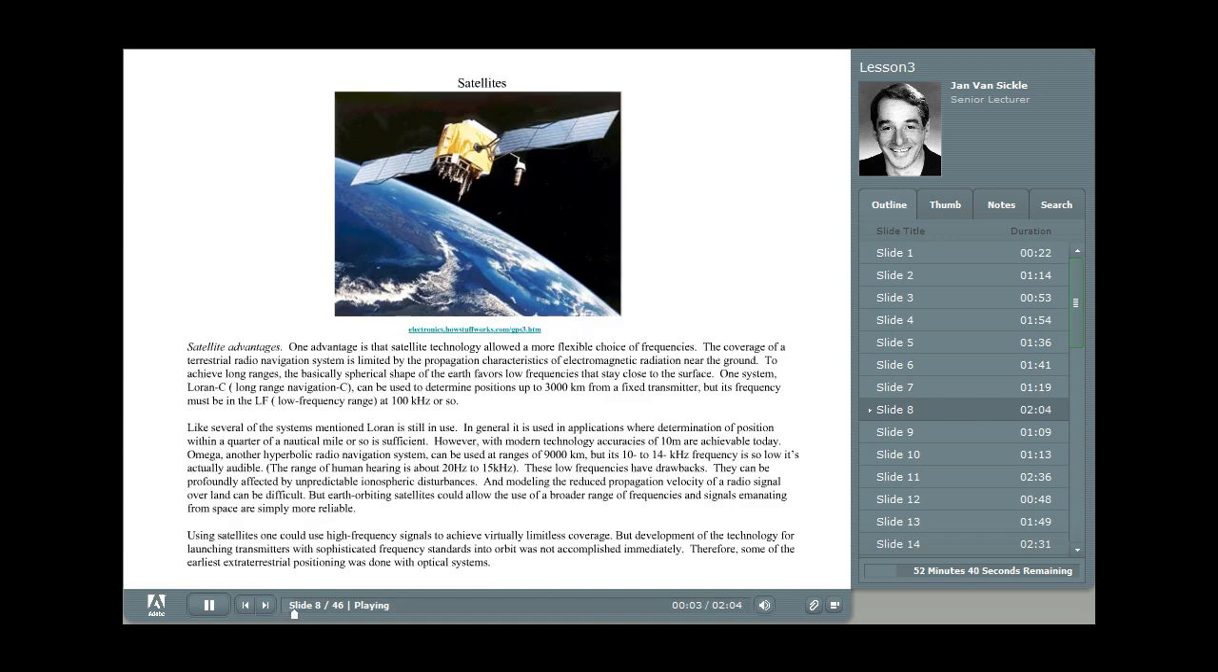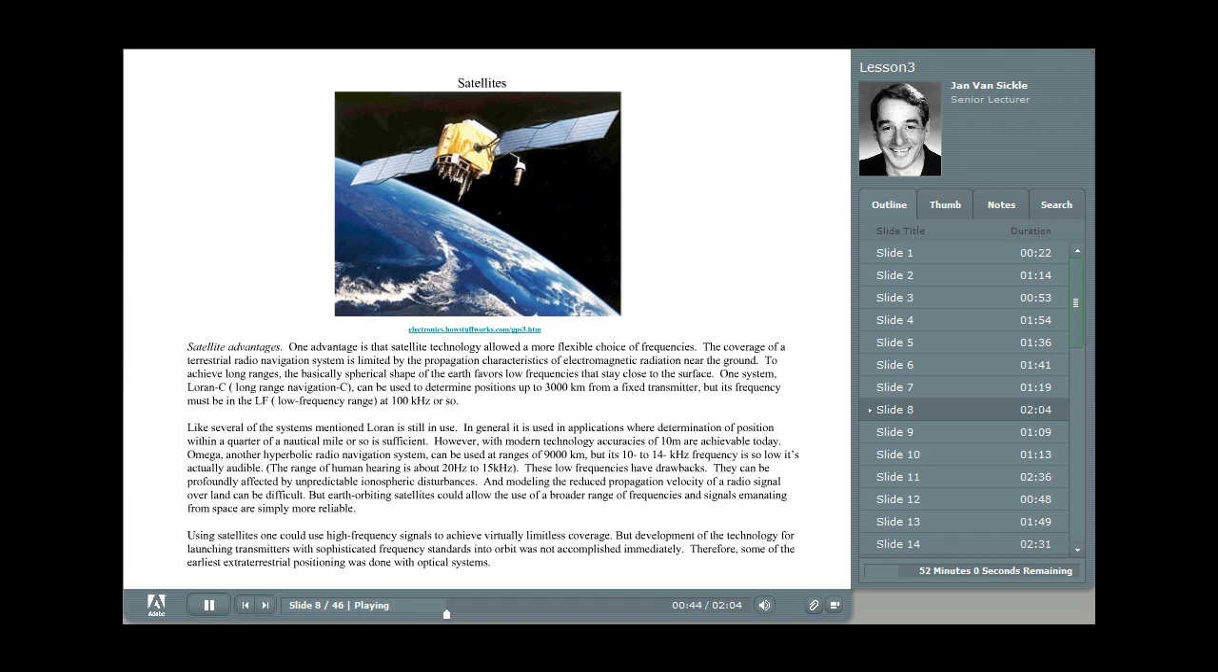One of those is the more flexible frequencies that can be used. One of the things that allows a terrestrial system to be able to cover a very large area is the propagation of the radiation near the ground. You've undoubtedly heard of the bouncing of radio waves off the ionosphere, for example. Well, the spherical shape of the Earth favors low frequencies that stay close to the surface.